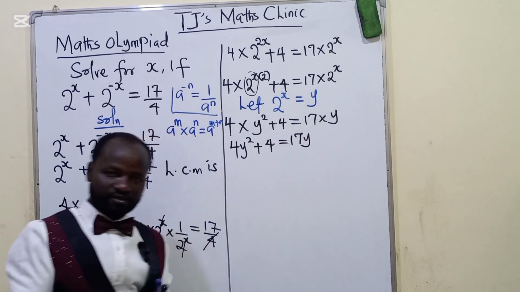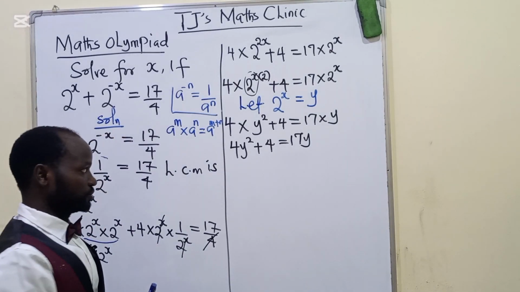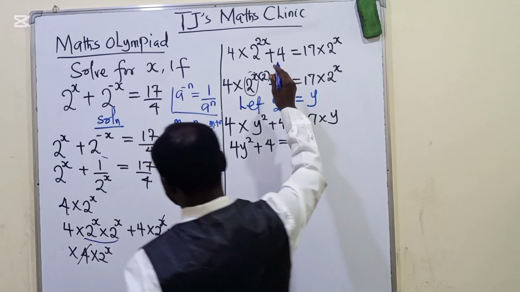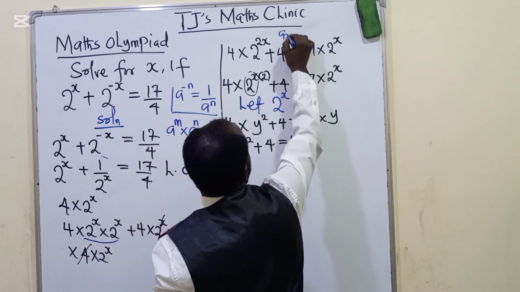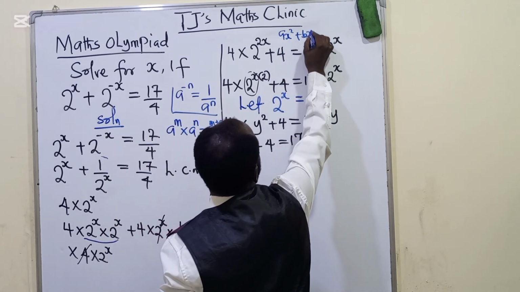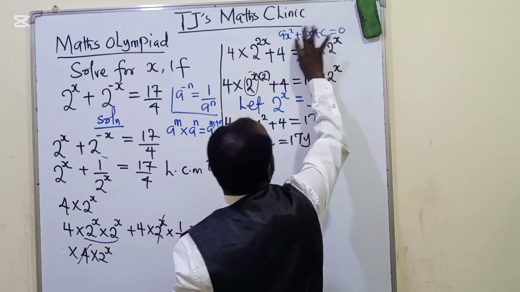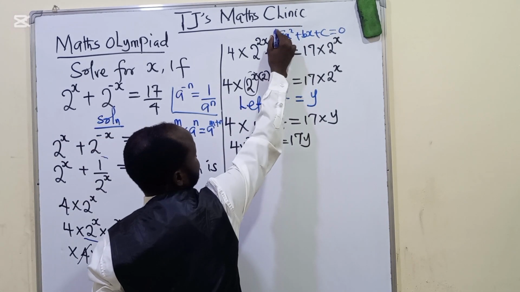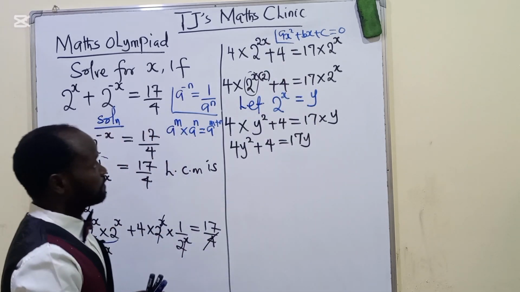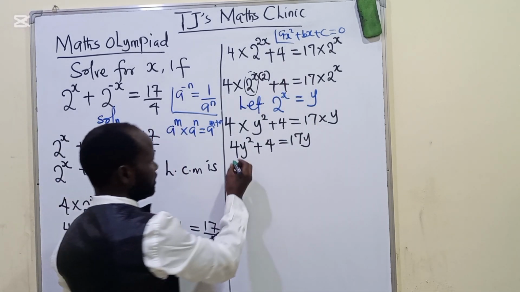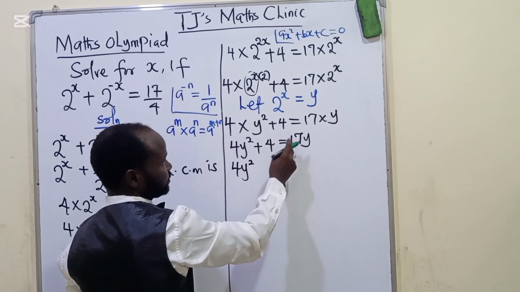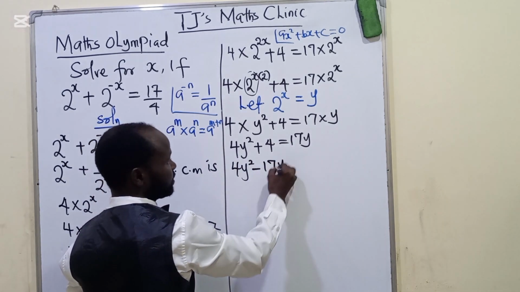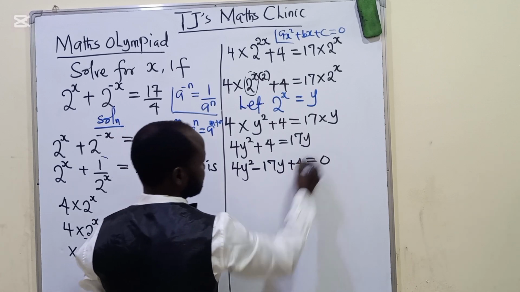Of course, this is a quadratic equation, and the quadratic equation is of the form ax squared plus bx plus c equals 0, given that a is not equal to 0. So let me write this in the quadratic form. It will now be 4y squared, and crossing the equal sign, minus 17y, plus 4 must be equal to 0.